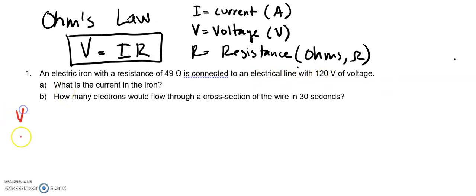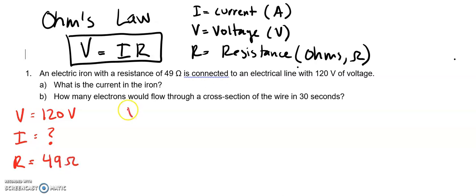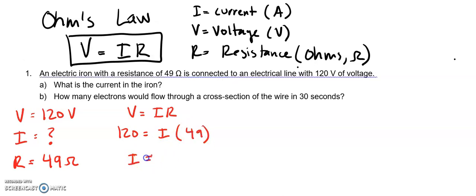So again, whenever I solve a good old physics problem, I always write down my givens. So let's see what we have. Voltage is what? 120 volts. Current we want to find. And resistance is 49 ohms. Cool. So let's go ahead and put it all into Ohm's law. V equals IR. The voltage is 120. Current we want to find. Resistance is 49. And I'm getting I to be 2.45 amps.